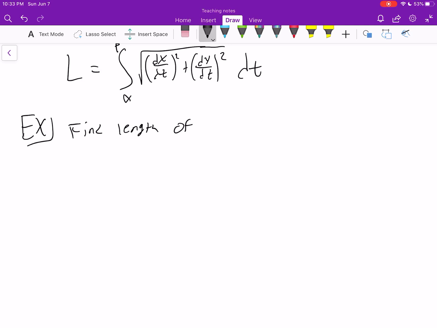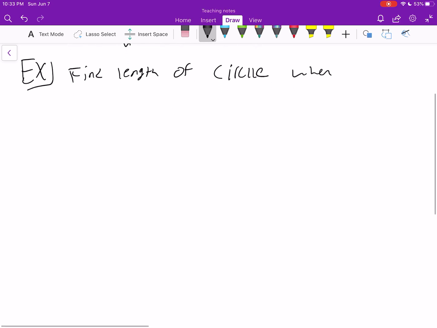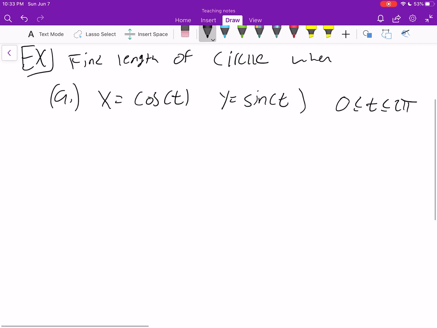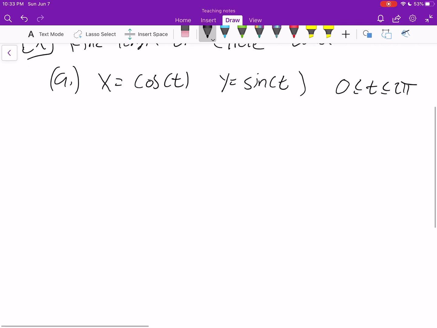So find the length of a circle when, we're going to do part A, x is equal to cosine of t, y is equal to sine of t. So t is between 0 and 2 pi here. I misspelled circle pretty badly, so let's fix that. What we're trying to find is the length of this circle, which is just the circumference. This is a circle of radius 1, so we just expect this to end up being 2 pi. But we're going to go through and do this.